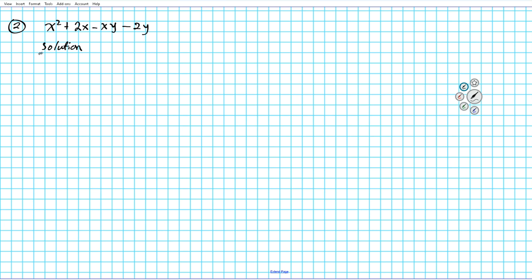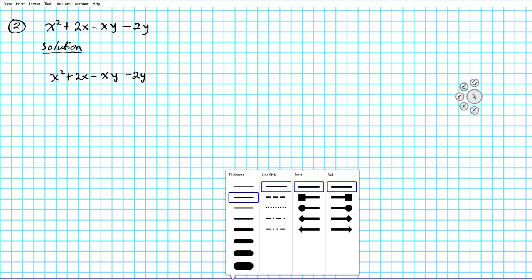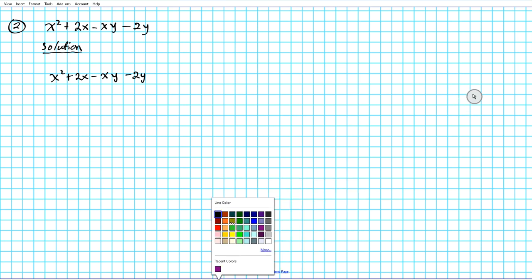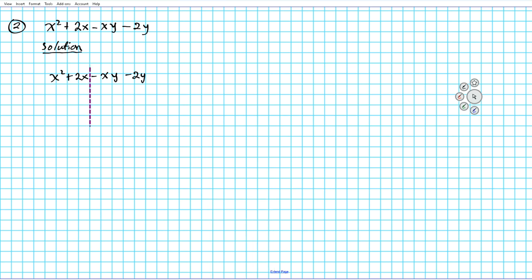Proceed with caution because the signs are going to be flipping on the right side. All right. So x squared plus 2x minus xy minus 2y. Following the steps that we outlined earlier, what we're going to do first is partition the problem down the center. And then we're going to break down all terms if possible.